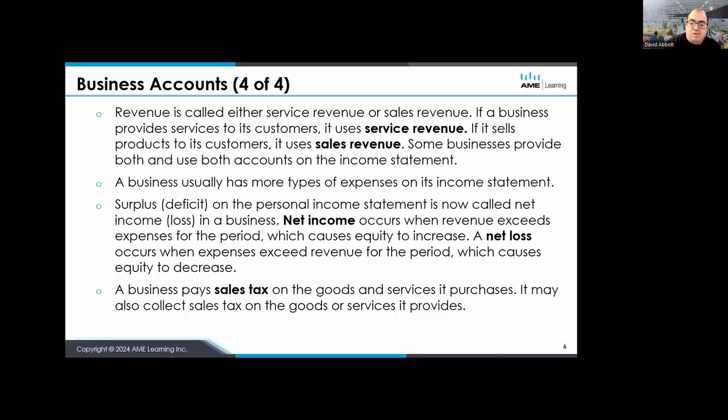A business pays sales tax on the goods and services that it purchases. It may also have to collect sales tax for the goods or services that it provides. So you have to keep track of that as well.